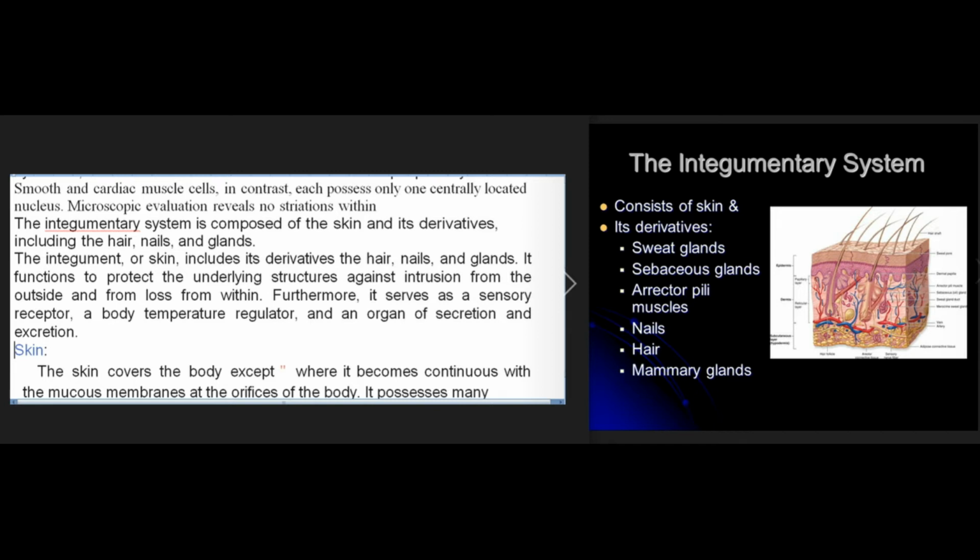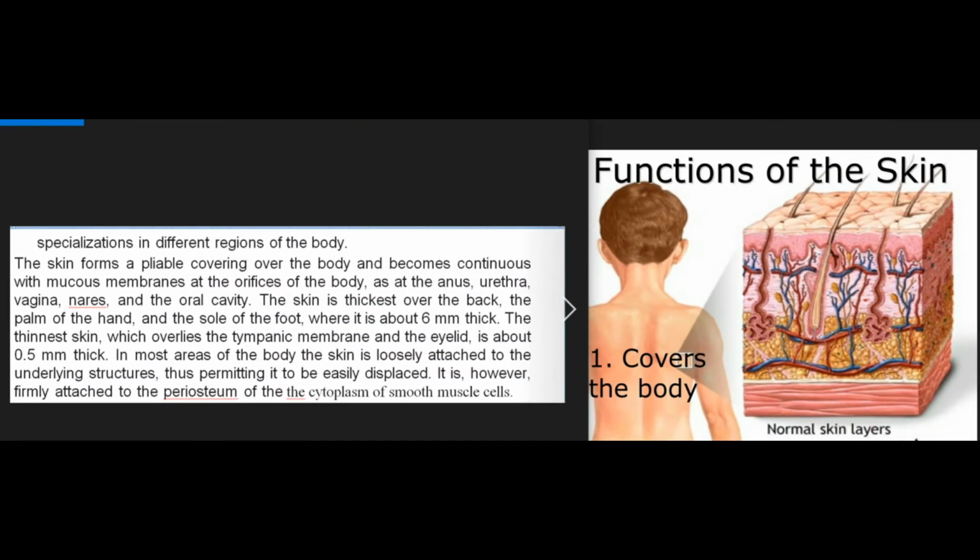Skin: the skin covers the body except where it becomes continuous with the mucous membranes at the orifices of the body. It possesses many specializations in different regions of the body. The skin forms a pliable covering over the body and becomes continuous with mucous membranes at the orifices of the body, as at the anus, urethra, vagina, nares, and the oral cavity.